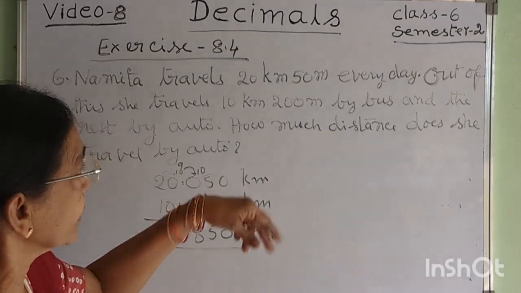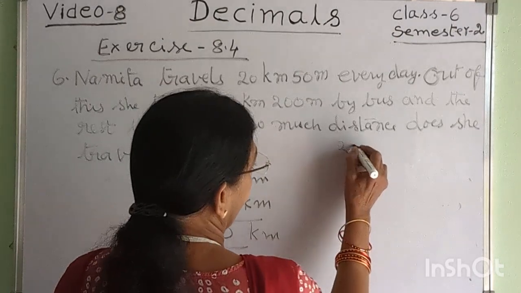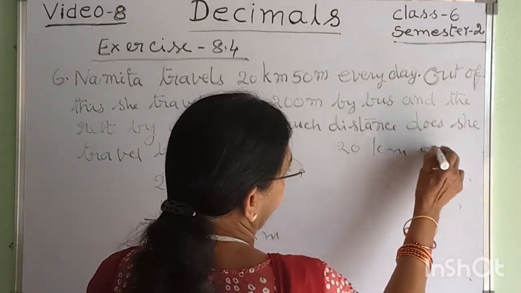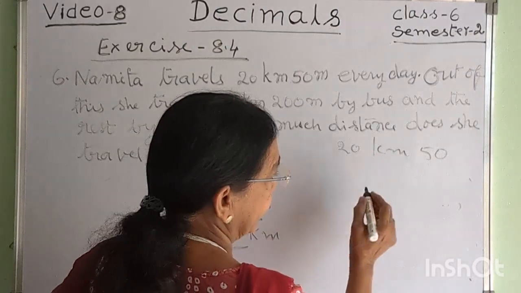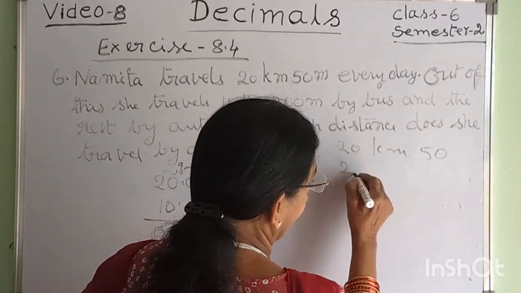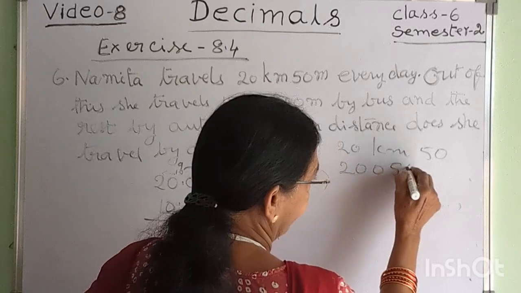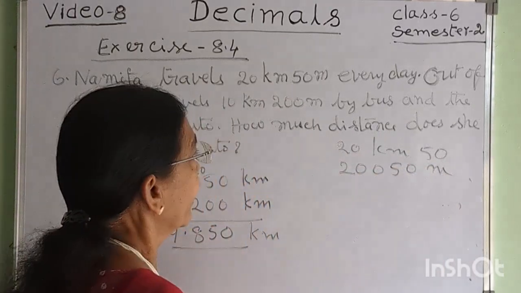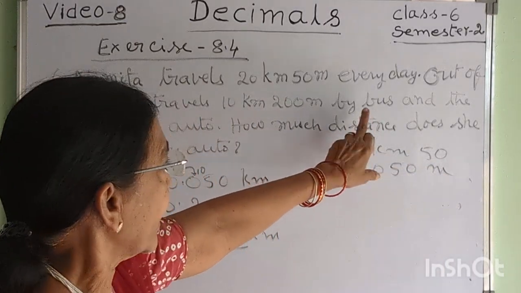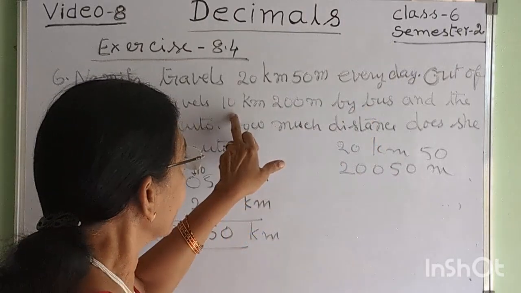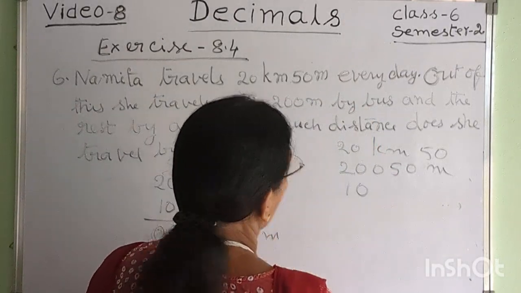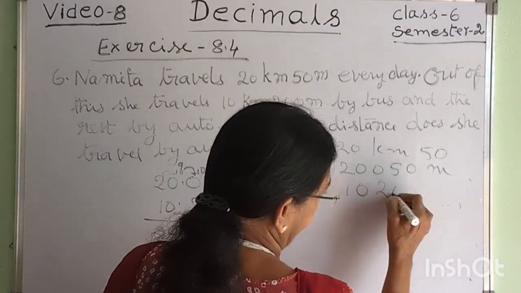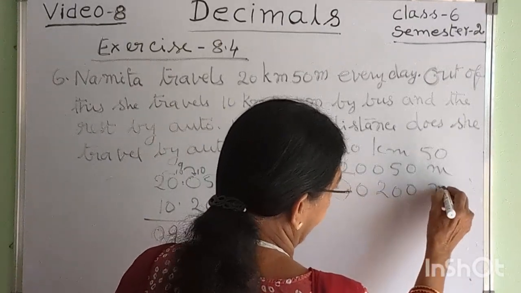We will check whether it is correct. Total distance 20 kilometer, 50 meters. Converting into meters, 20,000 plus 50, 20,050 meters. The distance she travelled by bus is 10 kilometers 200 meters. 10 kilometers is 10,000 meters plus 200 meters is equal to 10,200 meters.